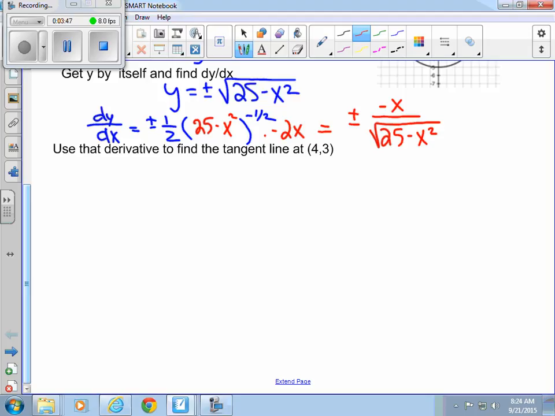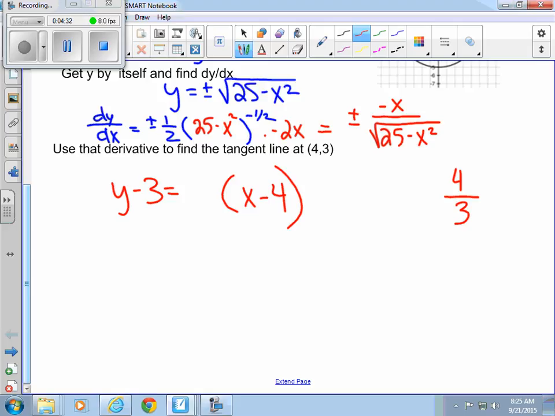X, y, and slope. I already have x and y, 4 and 3. That's nice. I need the slope, and how am I going to get the slope? Plug in 4 for x into this equation over here. So we get negative 4 on the top. And then 25 minus 16. What's 25 minus 16? 9. So I do get some sign of 4 over 3. Does everyone agree?